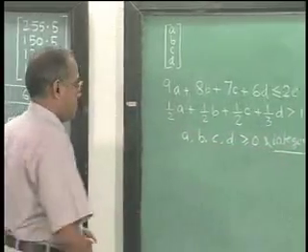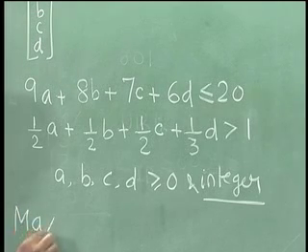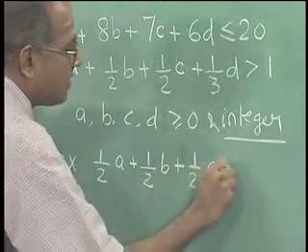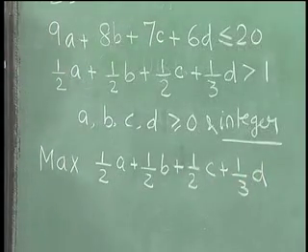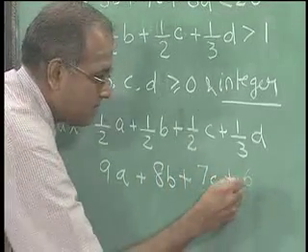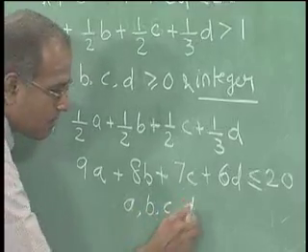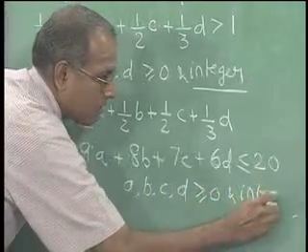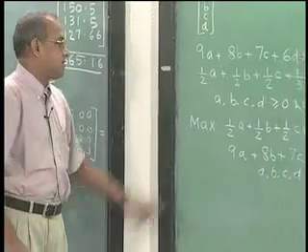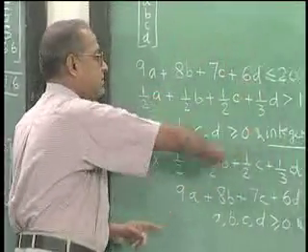So, a better thing to do is to treat this as a constraint and treat this as an objective function, and say that we are now interested in maximizing 1 by 2A plus 1 by 2B plus 1 by 2C plus 1 by 3D subject to the condition 9A plus 8B plus 7C plus 6D less than or equal to 20, ABCD greater than or equal to 0 and integer. We solve this problem, and if the optimum solution has an objective function value greater than 1, then it means we have found an ABCD which satisfies all this.